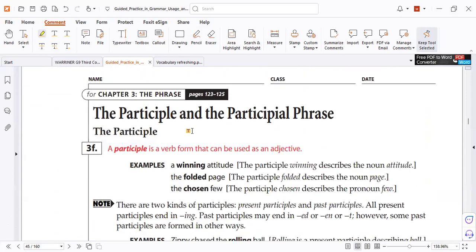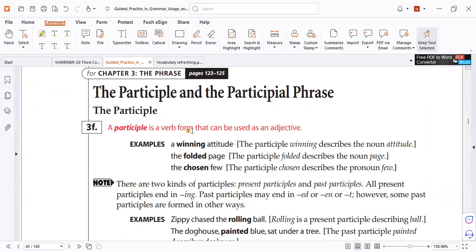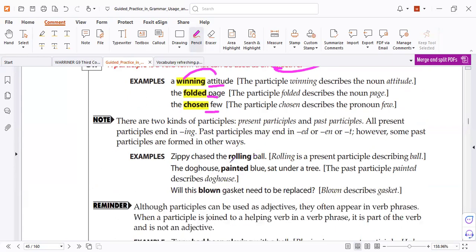Another phrase in English is called the present participle phrase. A participle, as you know, is verb plus ing or verb plus ed. So the present participle or past participle works as an adjective. Look, noun, noun, noun. So it modifies the noun, because generally in English an adjective modifies a noun. Again, modifies noun, modifies noun.